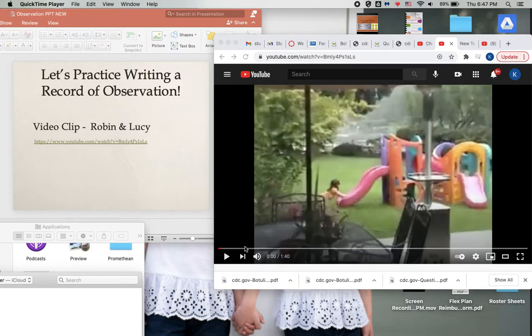So we have date, we have start time. Now we need to get down location. And the location is, well, it looks like some playground stuff. It looks like a backyard. There's some playground equipment. So for my observation, I could say backyard, play set, play equipment, outside, and that would work for my location.